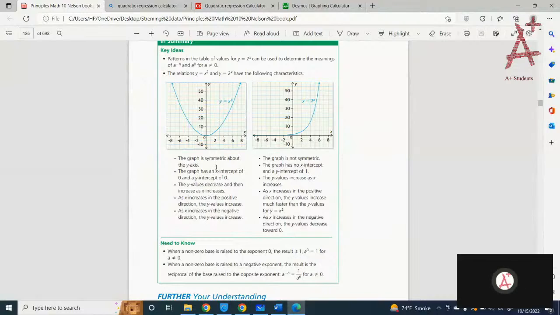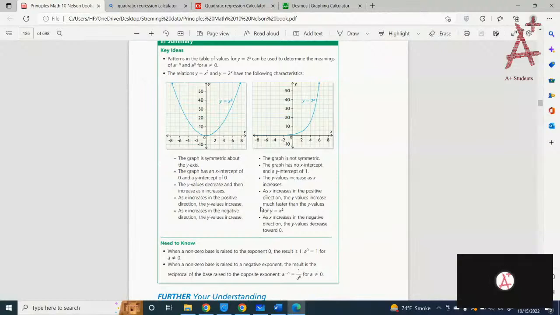So here is the difference between the parabola and the exponential graph. The parabola is symmetric about the y-axis. The exponential graph is not symmetric. The parabola has an x-intercept of 0 and y-intercept of 0. The exponential graph has no x-intercept and a y-intercept of 1. For the parabola, the y values decrease and then increase as x increases. For the exponential graph, the y value increases as x increases.